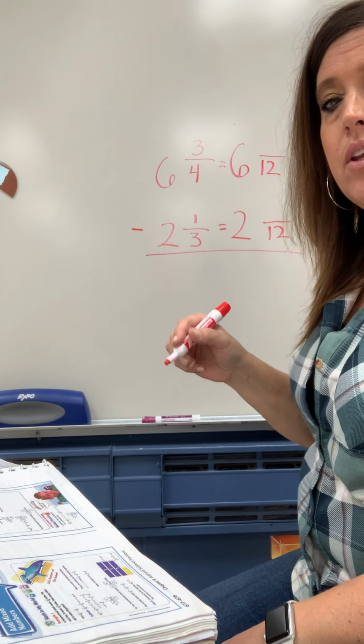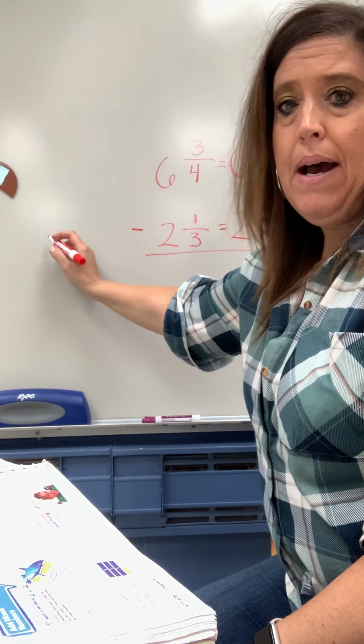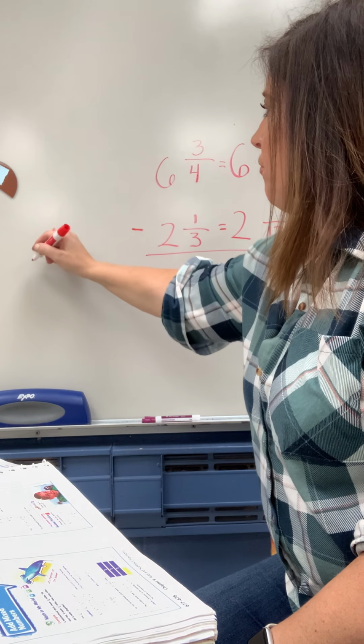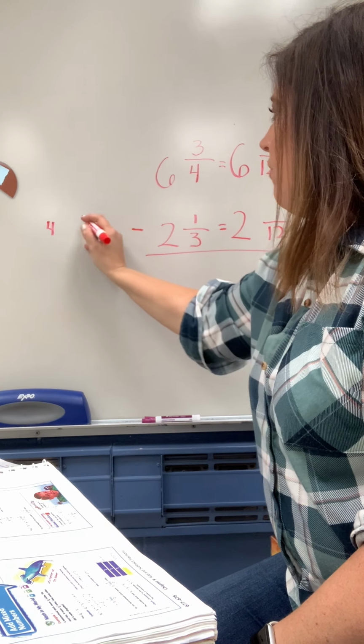How did I get that? Well, remember, when we do our popcorn method, we're listing all the multiples of 4 and all the multiples of 3.